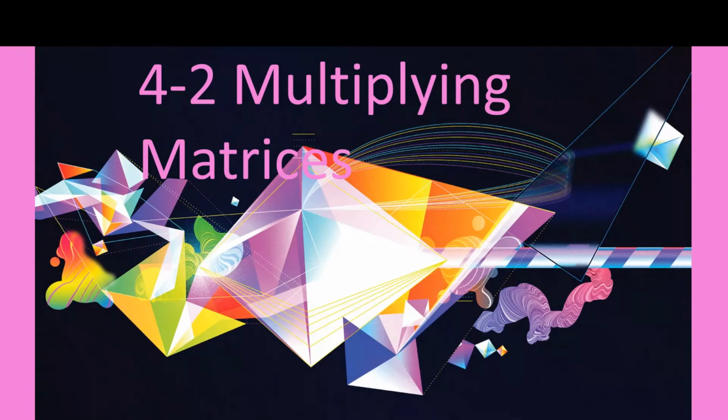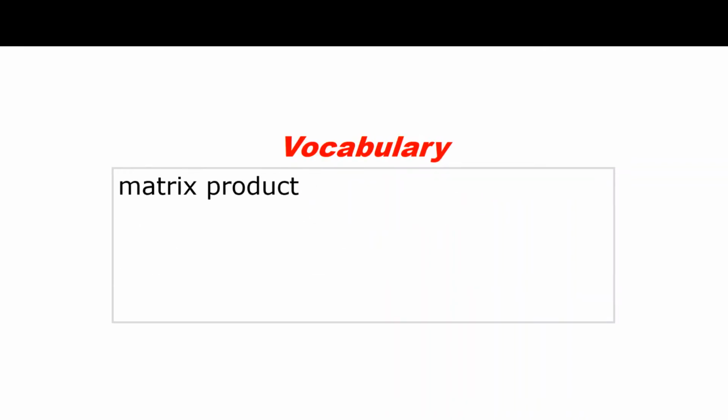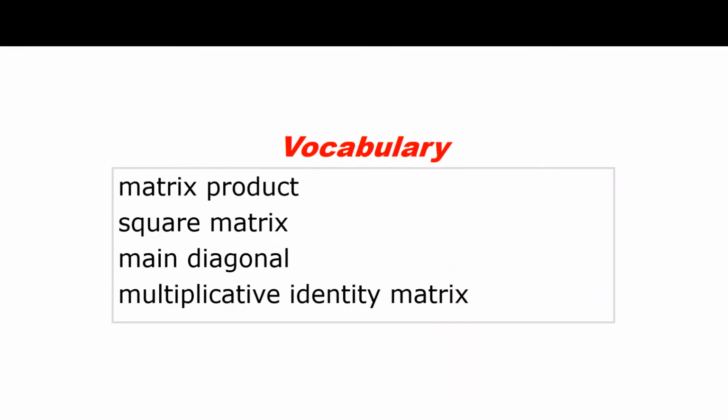Hey everyone, welcome back. This is lesson 4-2, Multiplying Matrices. All right, the objectives for today: you're going to be able to understand the properties of matrices with respect to multiplication, and you're going to be able to multiply two matrices. The vocabulary for today is matrix product, square matrix, main diagonal, and the multiplicative identity matrix.